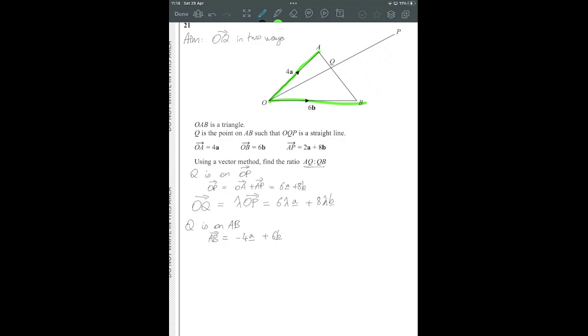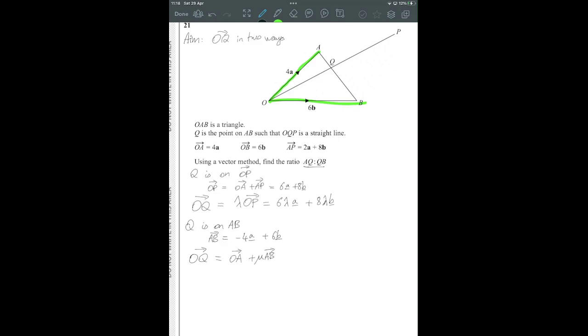And now I'm going to try and write OQ again. This time, OQ can be O to A, and I want to go in the direction of A to B, but again, I don't know how far along A to B I need to go. I need to go some fraction of the way across. So I'm going to add on some multiple, and I'm going to use another Greek letter. I'm going to use mu, the Greek letter that kind of looks like a U or an M if you're looking at the tail.